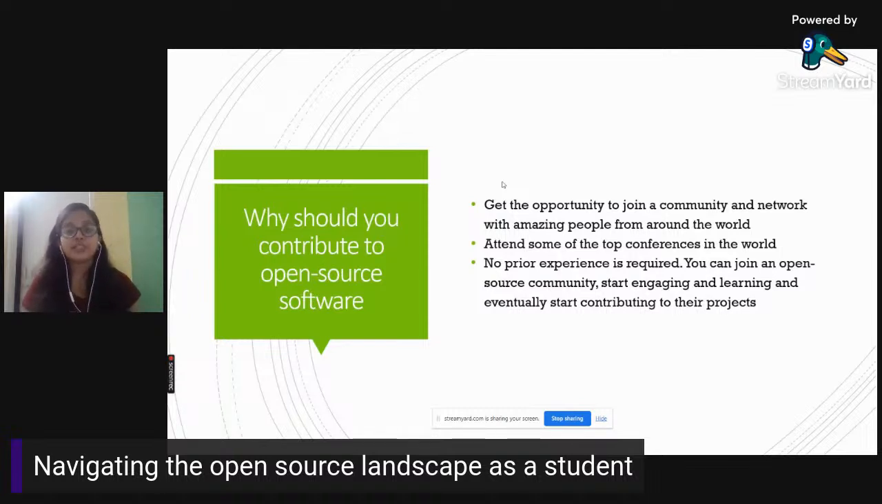Also, no prior experience is required. Open source communities are very engaging and they help you in every way. You don't need to have any prior experience to be able to contribute to open source. Open source has something for everyone to contribute to.